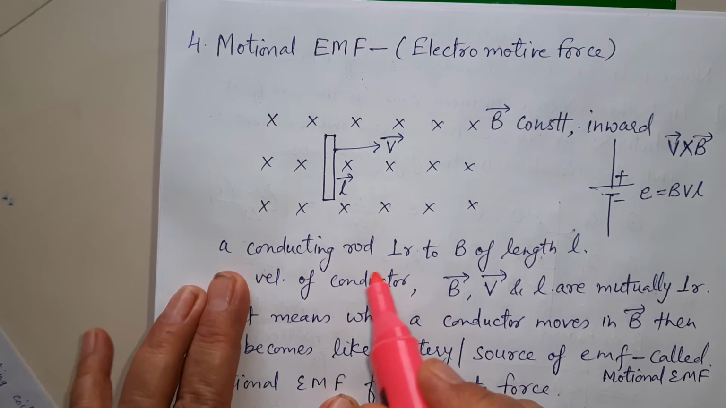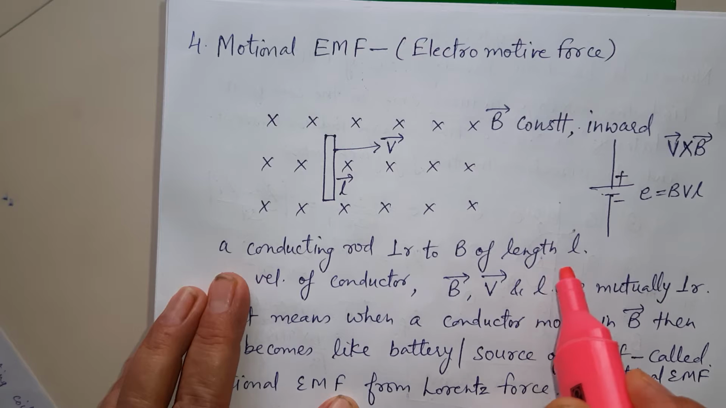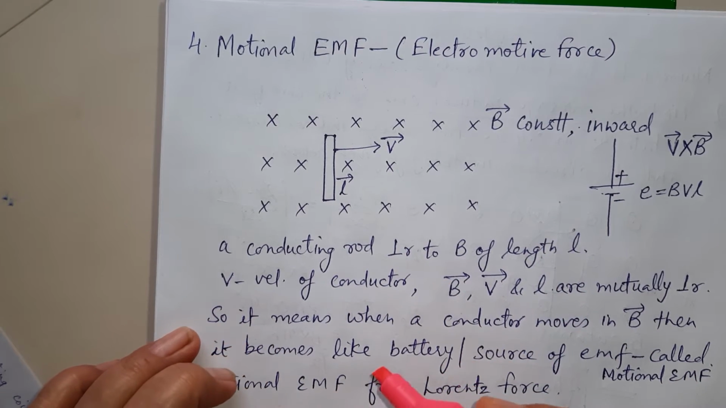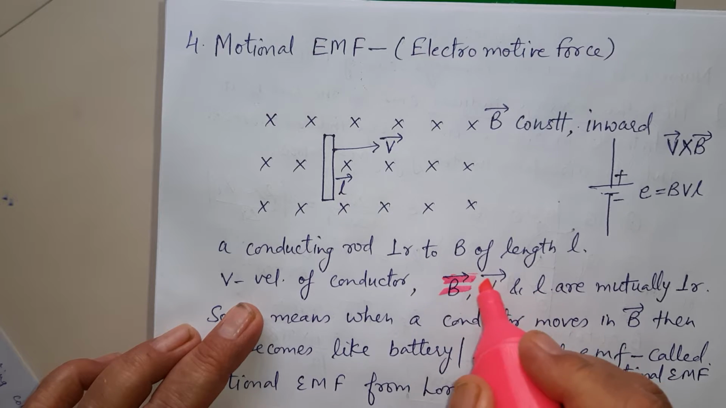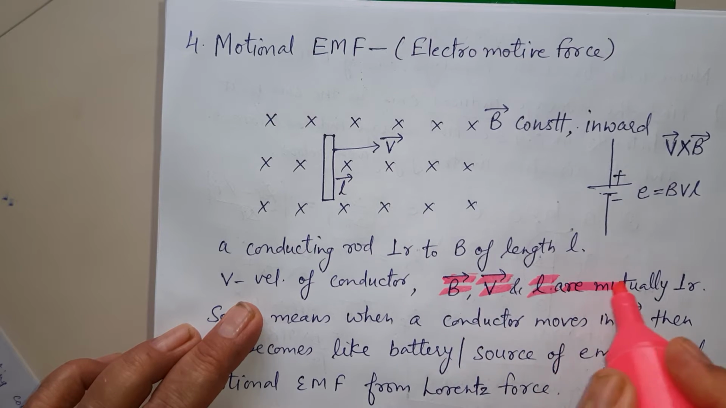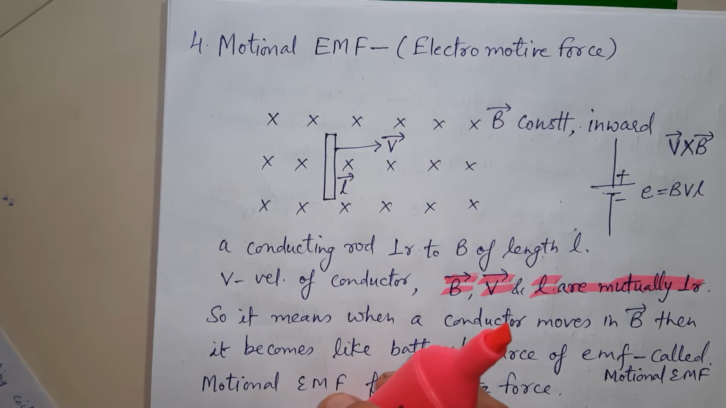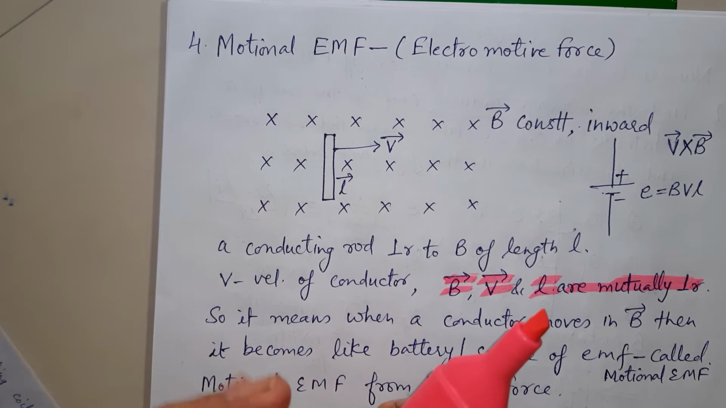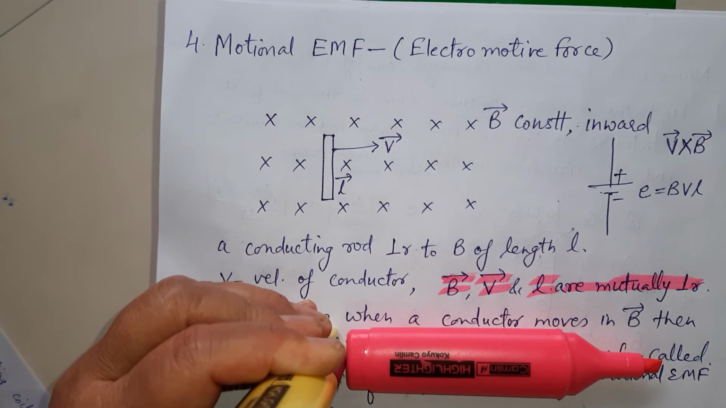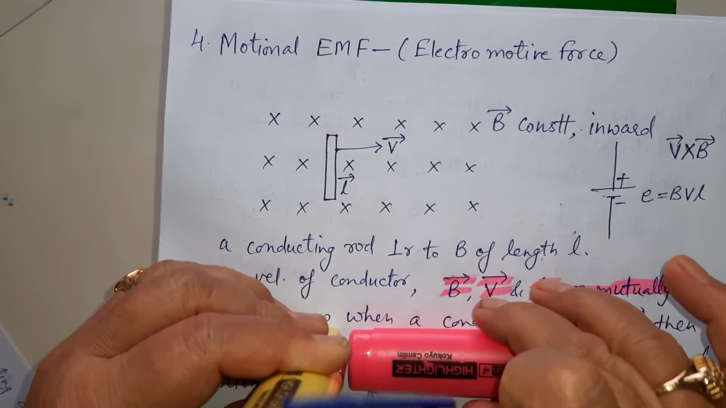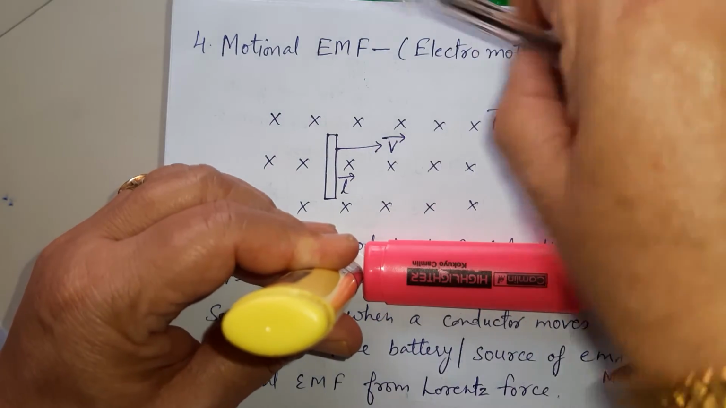We have taken a conducting rod of length L which is perpendicular to B. This is very important: the magnetic field, V and L are all mutually perpendicular. We can imagine it like this: this is our magnetic field, this is our velocity, and this is our length.